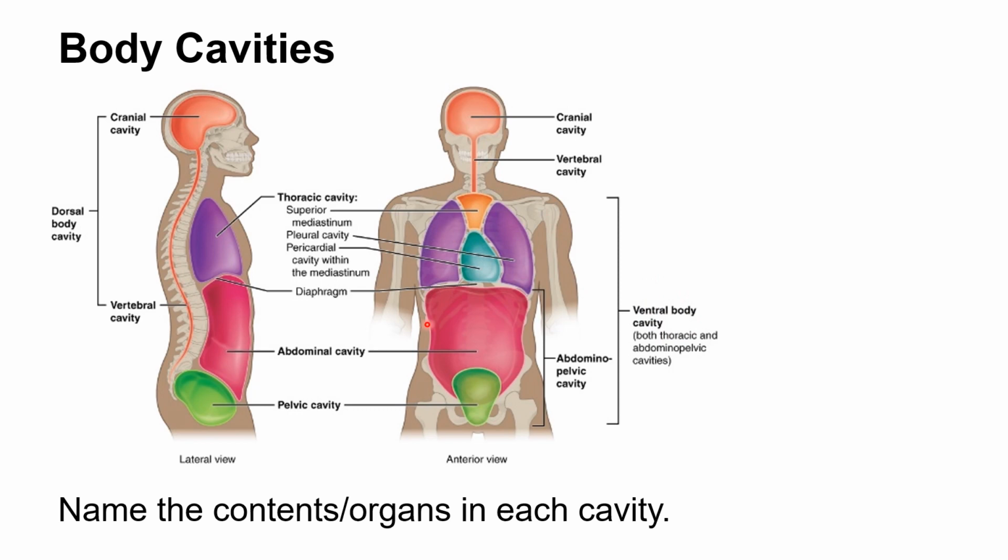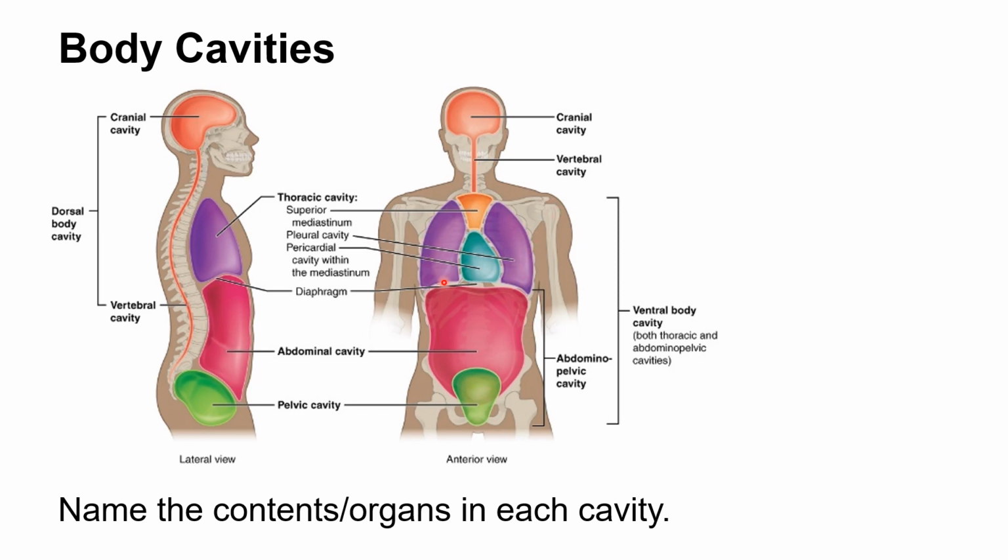The ventral body cavity, here it is from an anterior view, there it is from a lateral view, has many subdivisions. The diaphragm is a muscle that physically divides the thoracic cavity, which is the chest area, which contains the heart and lungs. That's the thoracic cavity. And the abdominopelvic cavity, which can be subdivided again into the abdominal cavity and the pelvic cavity.